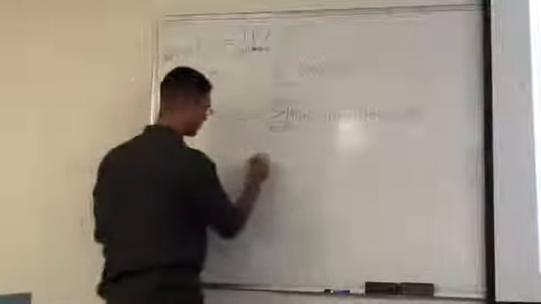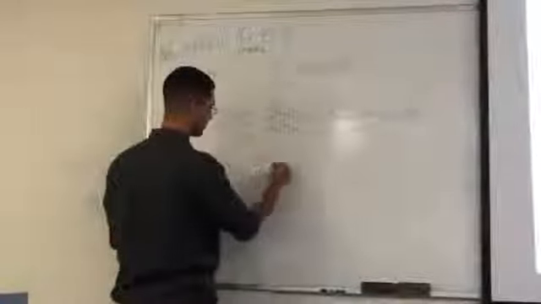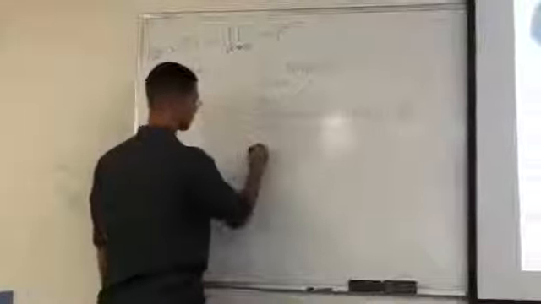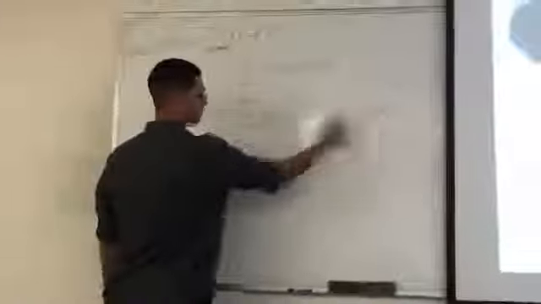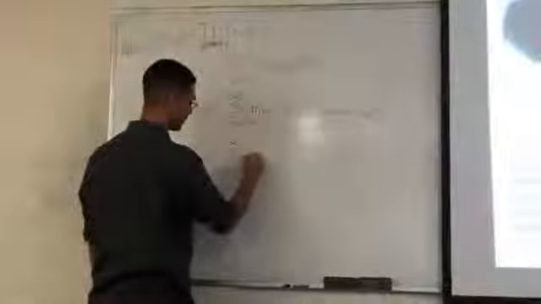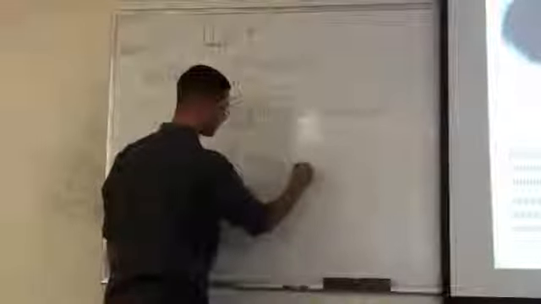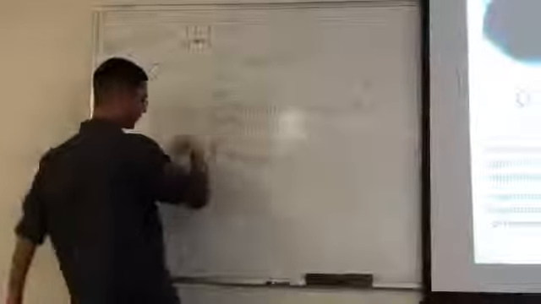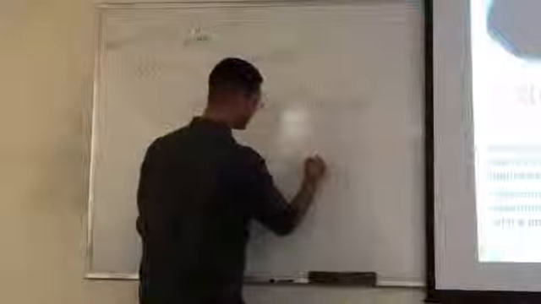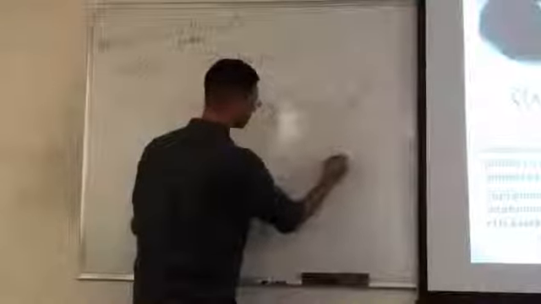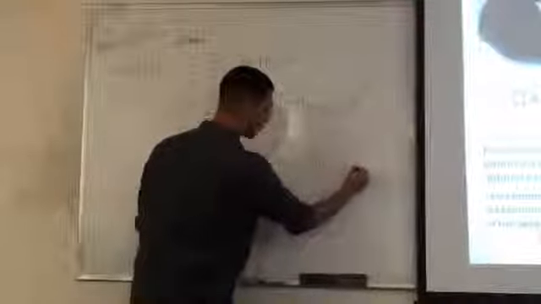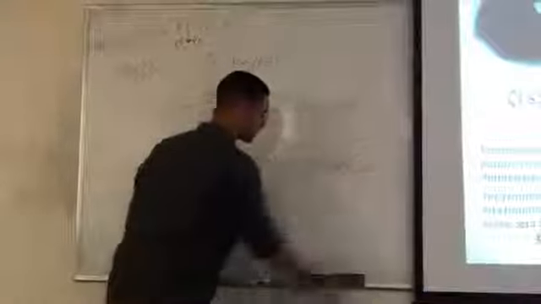What are we going to do? Keep simplifying. Negative sum from n equals 2 to infinity. Multiply this out. We're going to have pi of n log of 1 minus n to the negative s. Just remember, there's a negative sign in front of everybody. Minus pi of n minus 1 log of 1 minus n to the negative s.